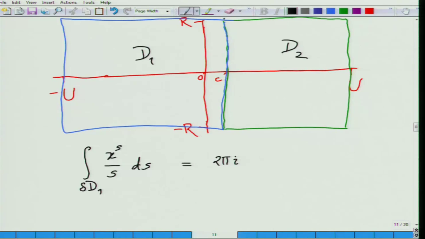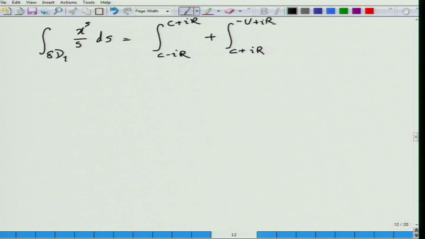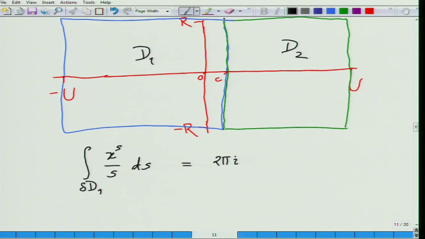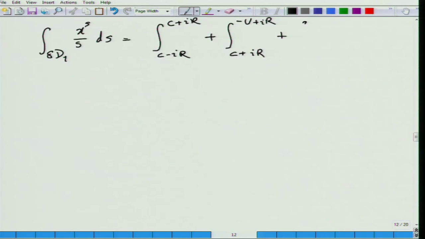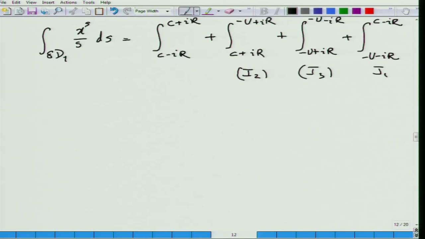Now we can split this integral as before, because it's over a rectangle, into four parts. The first part goes from c minus ir to c plus ir. The second part goes from c plus ir to minus u plus ir. So I am traversing the domain in counterclockwise fashion, right? Then minus u plus ir to minus u minus ir, and finally minus u minus ir to c minus ir. Okay. Let's call these I1, I2, I3, I4.